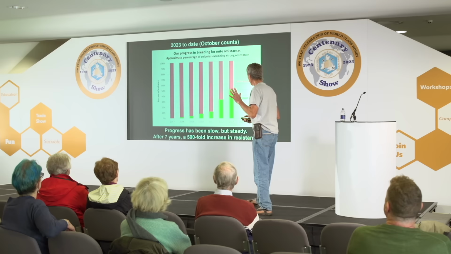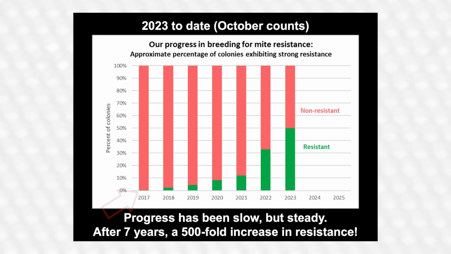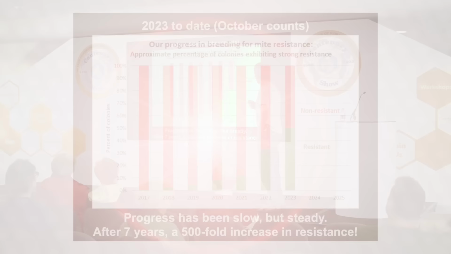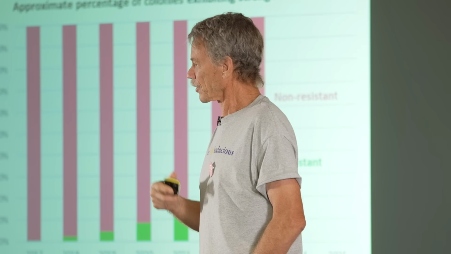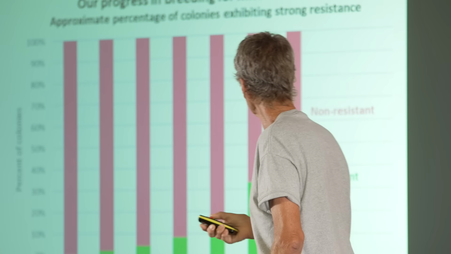So here's a tracking. I just made this up, starting from 2017 when we had queen zero, one colony out of 1,500. That's a tiny fraction, less than 1%, that exhibited resistance. These are the percent non-resistant. The green is the percent resistant. And you can see how it's been going up and up like this. So after 7 years of breeding, we've increased by 500-fold the percentage of colonies exhibiting strong resistance. Now, we may have just reached a tipping point.